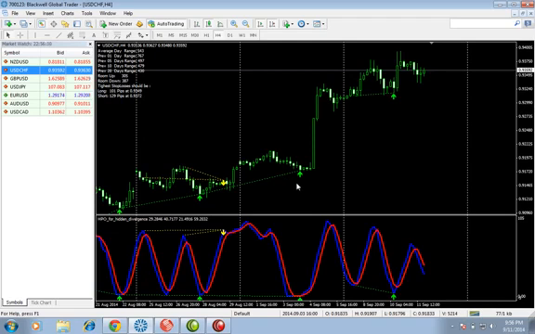I'm back again to share with you the high probability trading strategy. As I promised, this trading strategy wins more than 90% of the time. It is based on a concept known as hidden divergence. I'll be using this tool, the high probability oscillator.